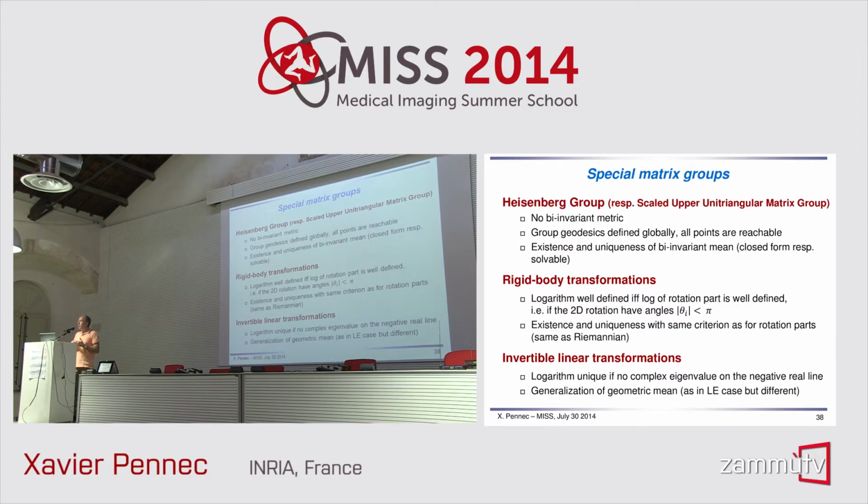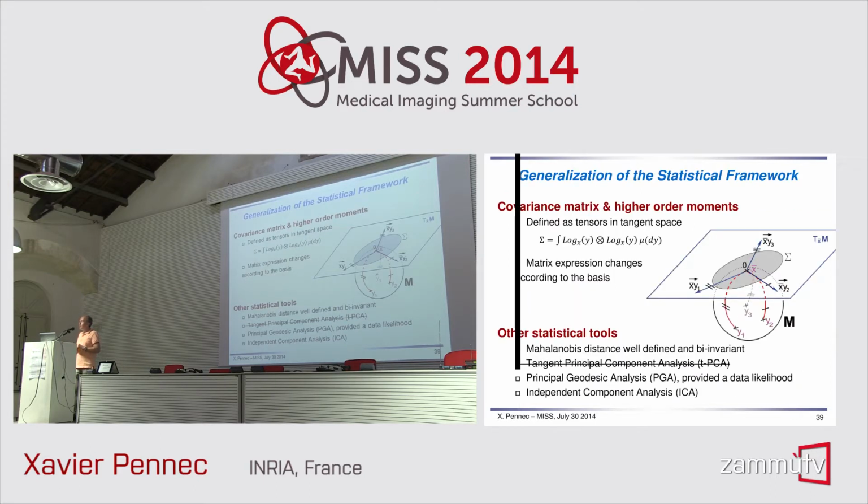So I'm going to summarize that. In matrix groups, in theory, we have only the local existence. But if we work out some of the matrix groups, it turns out that we have the existence and the uniqueness of the mean, and these are more or less the same conditions as for Riemannian. So it seems that we do not lose anything by going to this framework. There's still some mathematical work to do here, but it seems that we do not lose much. Now for the covariance matrix, we can still define that in the tangent space.